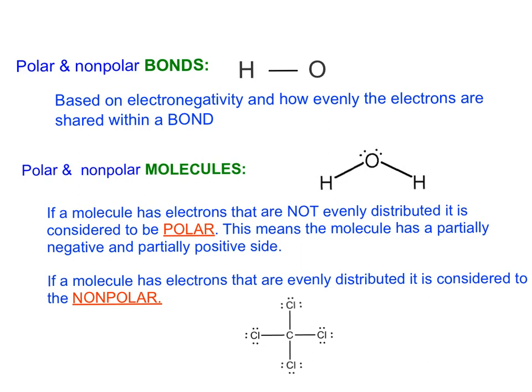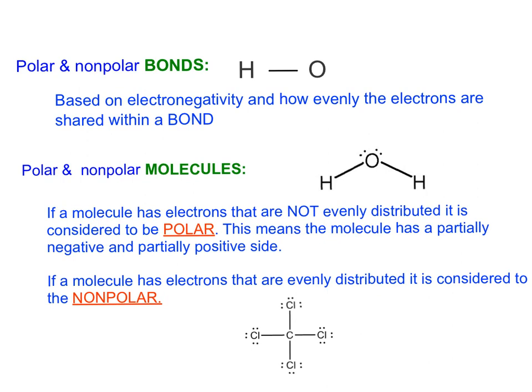Remember, the rule that we essentially use is if it's two of the same atom, it is a nonpolar bond. If it's two different atoms, it's some form of polar bond. That could either be polar covalent or ionic, but the point is that big difference gives us a polar bond. Well, there's also polar and nonpolar molecules. And it kind of comes down to the same definition.